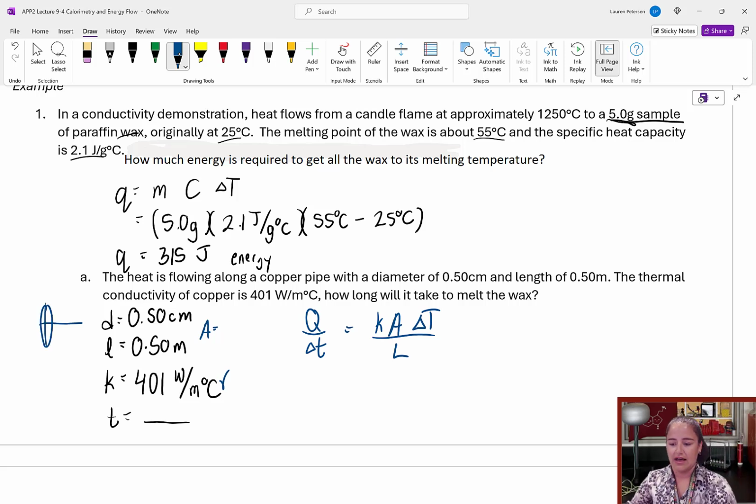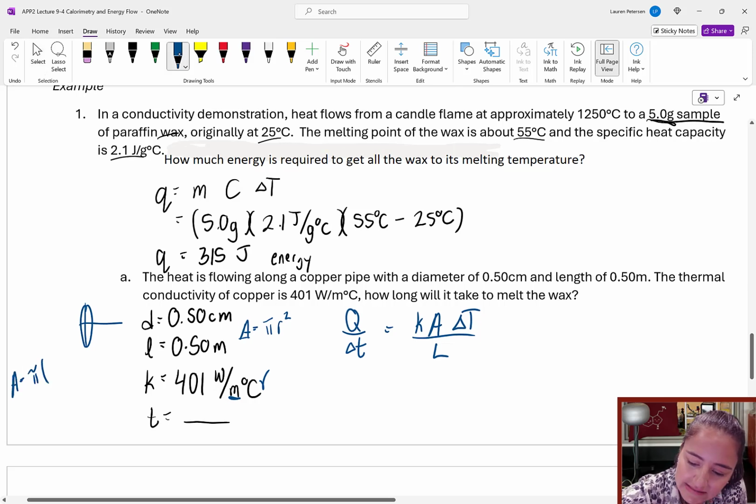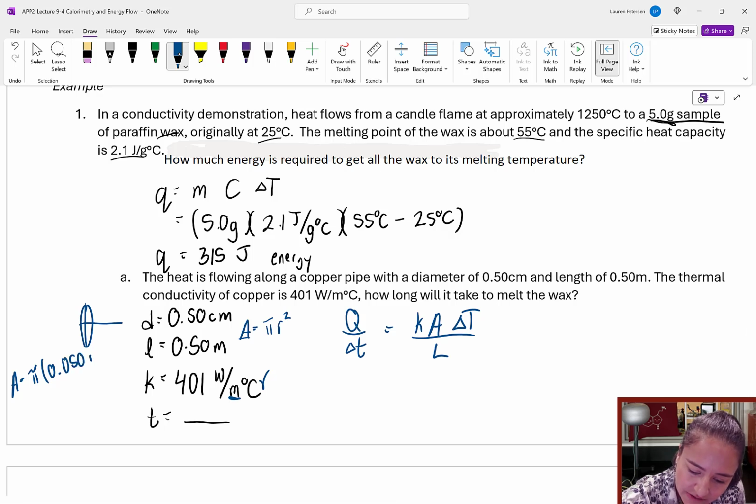If we have a pipe, we're going to assume it's a circle, so that area is going to be pi r squared. Note our K is in meters, so we want to make sure we have our area in meters squared. Let's calculate the area off to the side. Pi times 0.005 meters, since 0.5 centimeters divided by 100 is 0.005 meters. So we have 0.005 meters squared times pi, which gives us the area of our pipe of 7.85 times 10 to the negative 5 meters squared.